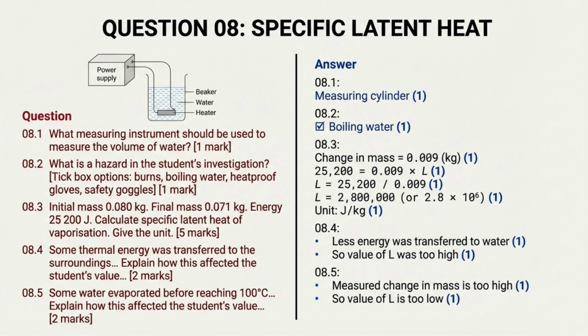08.5 is the opposite. Some water evaporated before it even reached the boiling point. Right, so the change in mass we recorded is too high because some of it evaporated without needing the latent heat of vaporization. Since mass is on the bottom of our equation, we're dividing by a number that's too big. The calculated value of L ends up being too low.